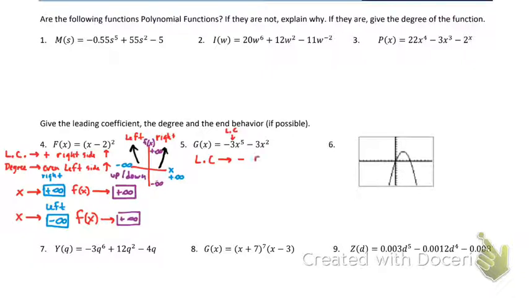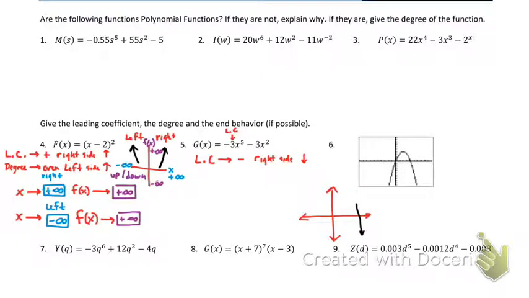It means my right side is going down. Okay? So what does that look like on a graph? So on a graph, the right side of my graph, this is just a sketch, guys, is going down.